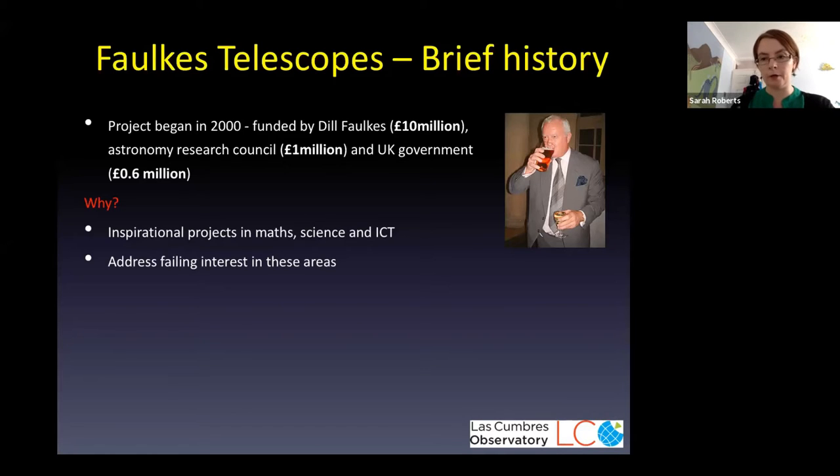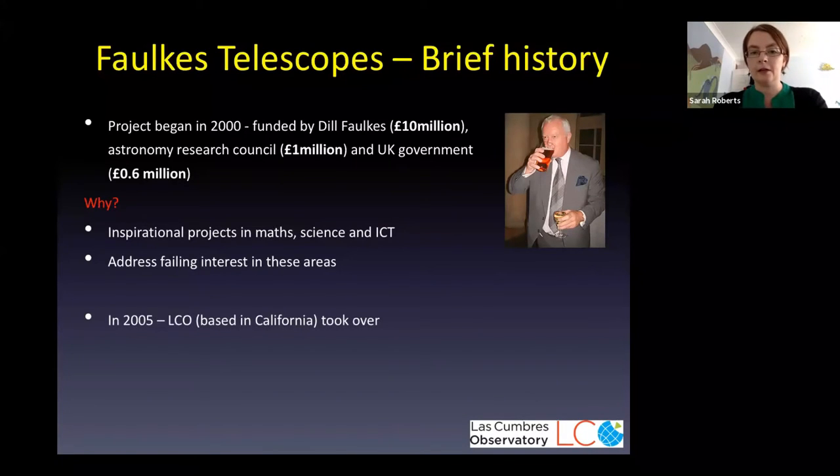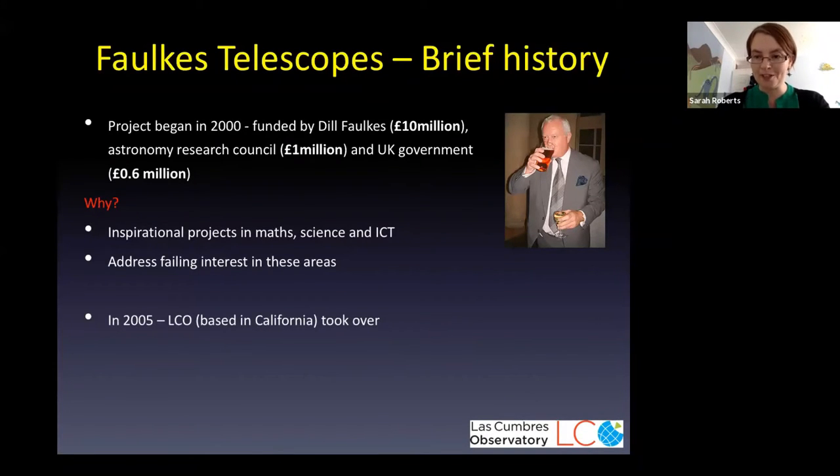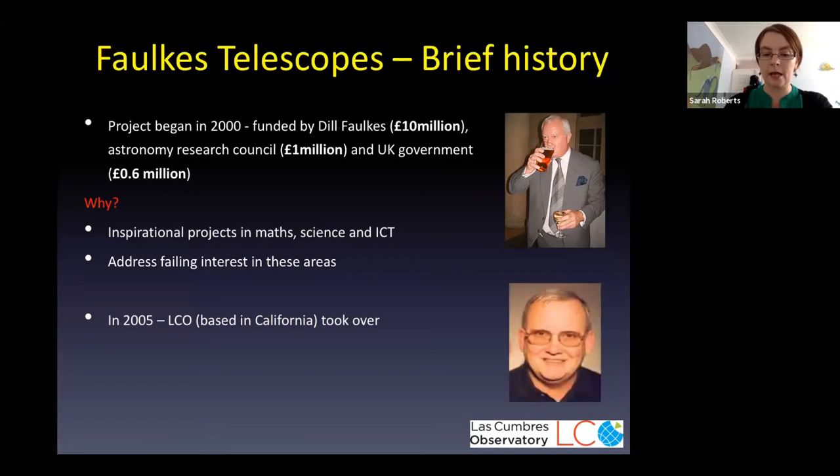So he thought, I know, I'll give £10 million, we'll build a 2-meter telescope in Hawaii, another one in Australia, they'll be free for schools to use, and we can actually use astronomy as the hook to get pupils interested in science again. 5 years later, I think Dil realized how expensive it was to run these telescopes, and he essentially sold the telescopes and the Faulkes telescope project to a company called LCO. So that stands for Las Cumbres Observatory, who are based in California.